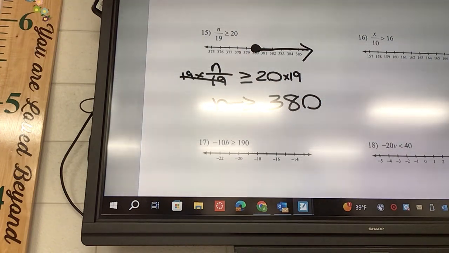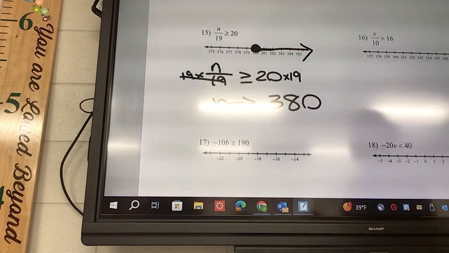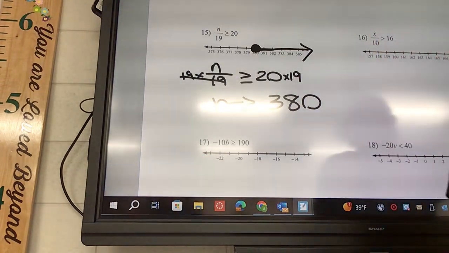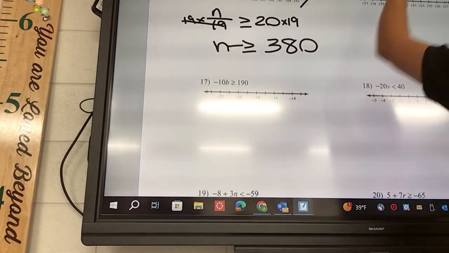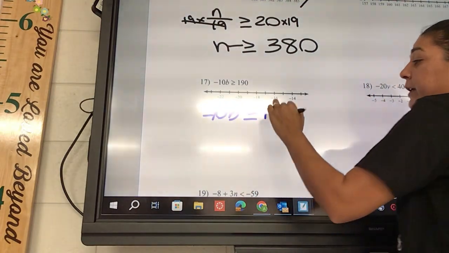Okay, 17, here's where the rules start to change a tiny bit, okay? When we multiply or divide by a negative, only multiply or divide, you have to flip the sign. And we'll talk about what that looks like, okay? So 17, other than that, there's really no difference going on, okay? So I got negative 10b and that 190.